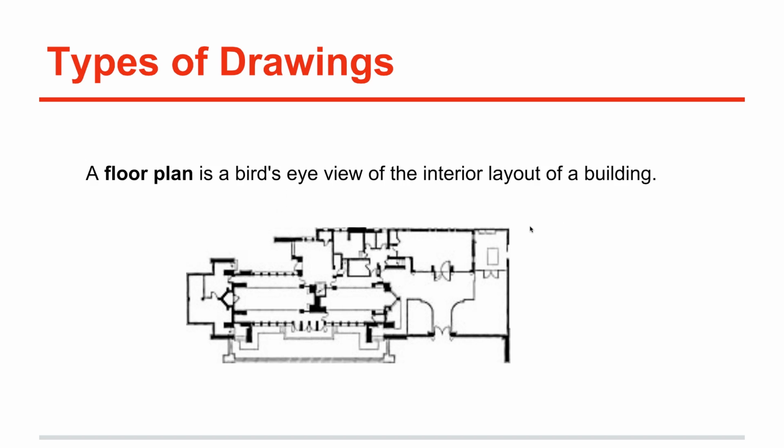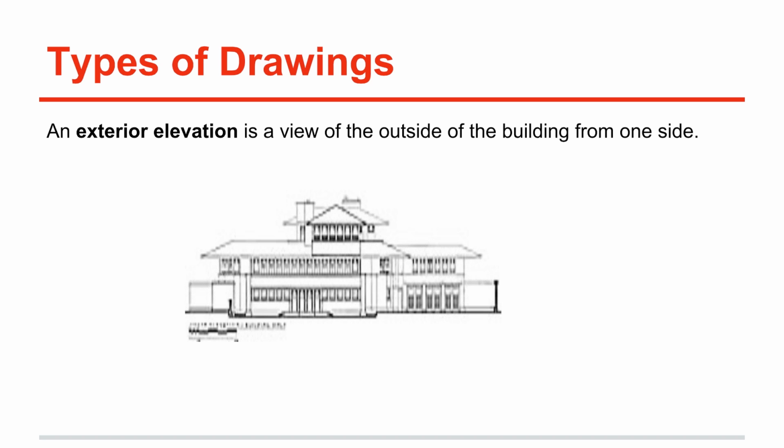Okay. All right. The next one is an exterior elevation, a view of the outside of the building from one side. So you're only seeing one side of it. In this case, we're looking straight on at the house. You can make out the roof features, the chimneys, doors, windows, the walls. So you get a feel of the design, okay?